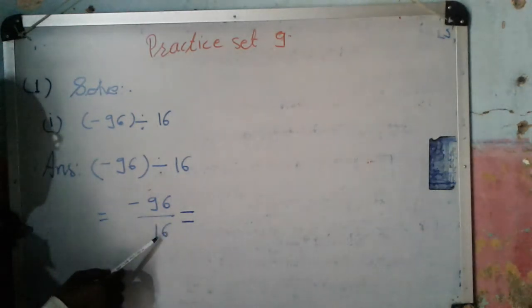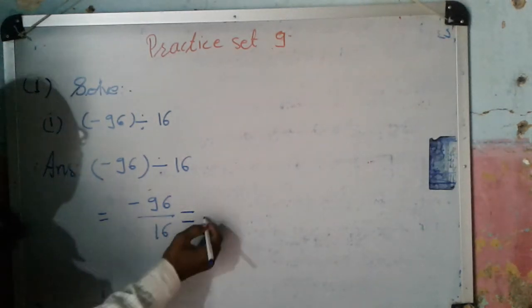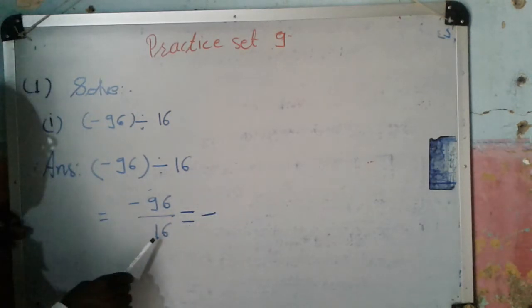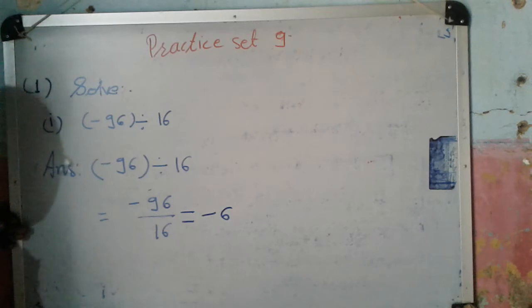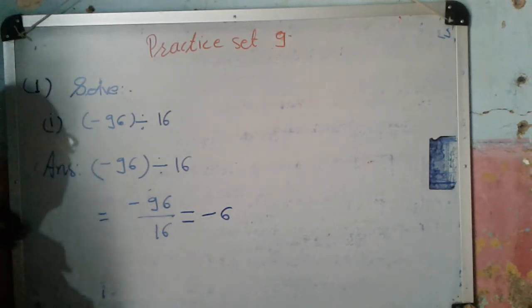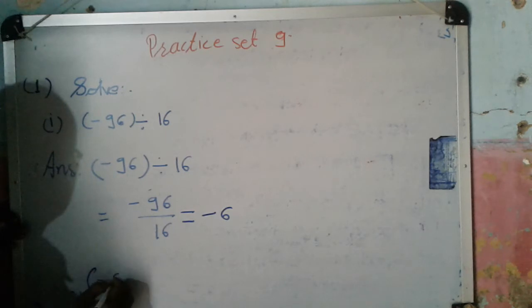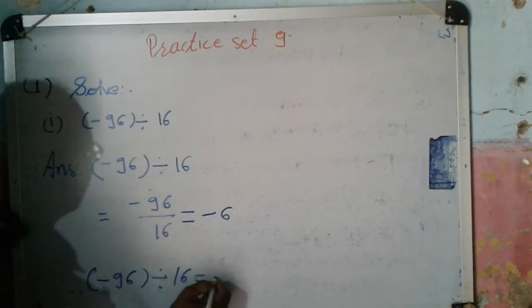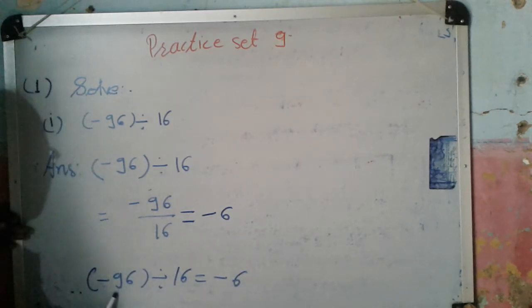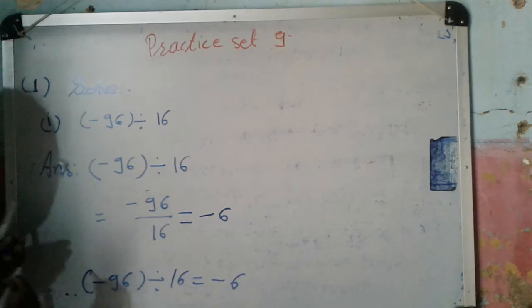So here the quotient will be negative. 16, 6 are 96. So the answer is minus 96 divided by 16 is equal to minus 6.